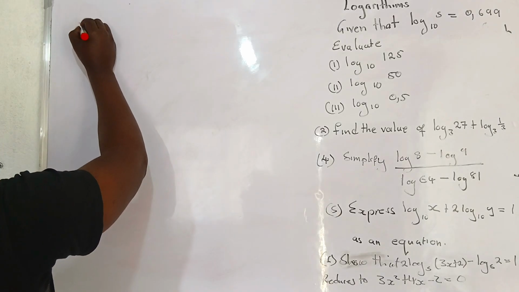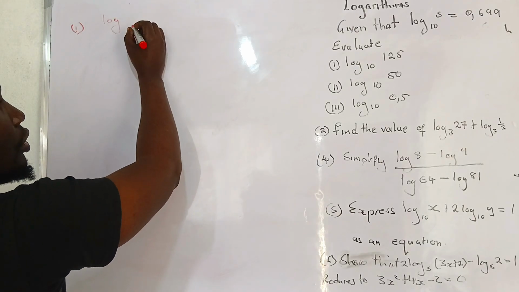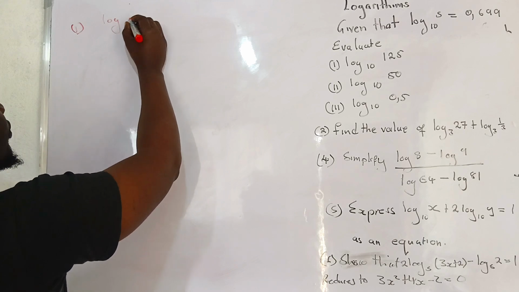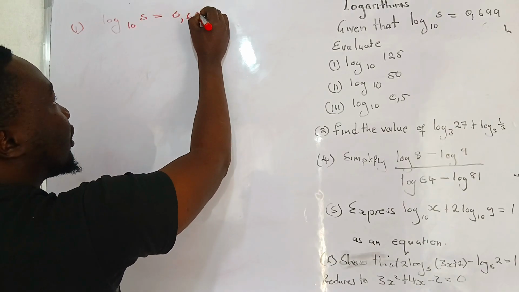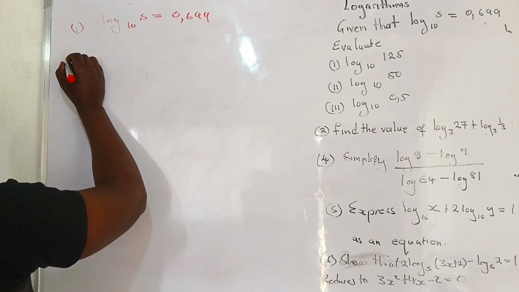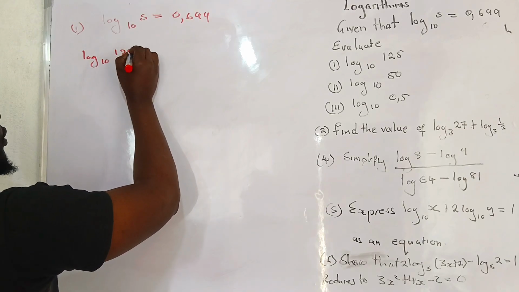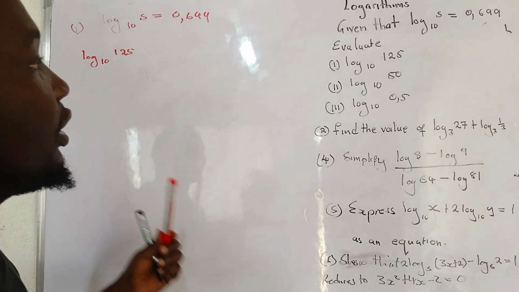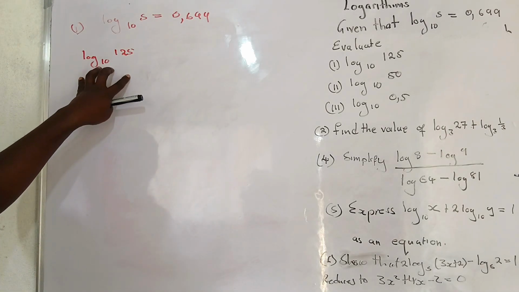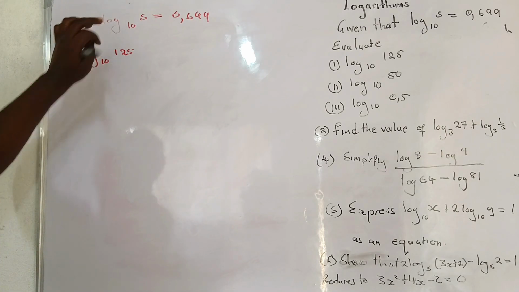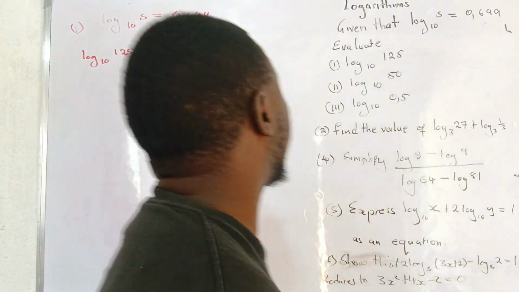Given that log base 10 of 5 equals 0.699, you have to evaluate log base 10 of 125. When you look at this question, the first thing you have to do is express this similar to log 5. So what's the relationship between 5 and 125?